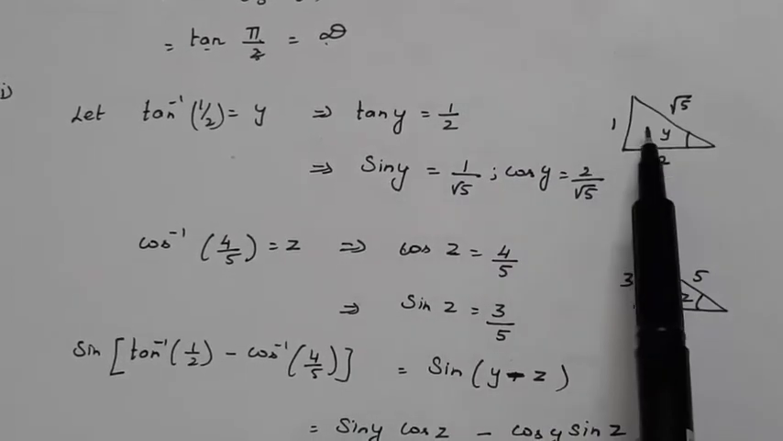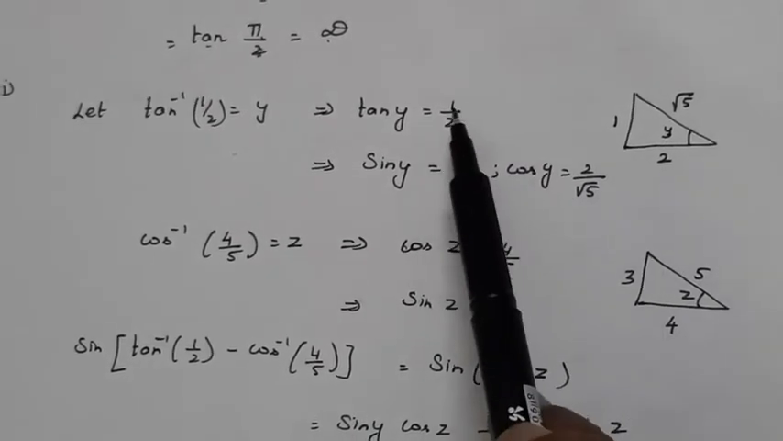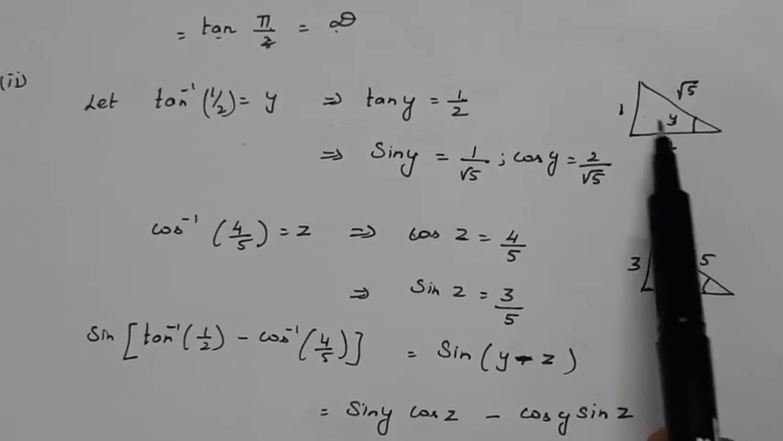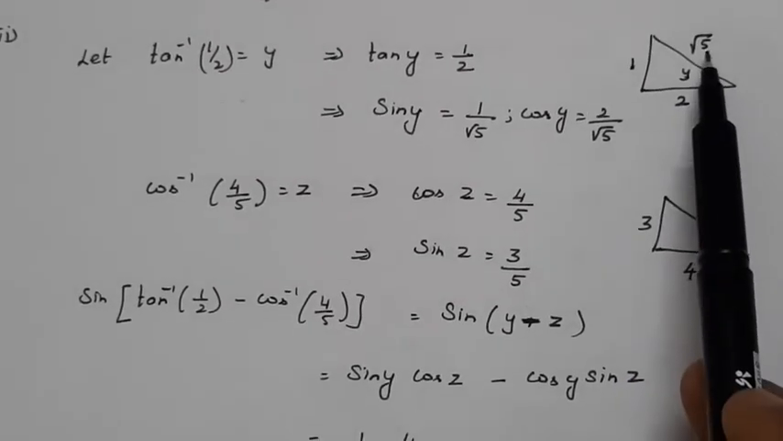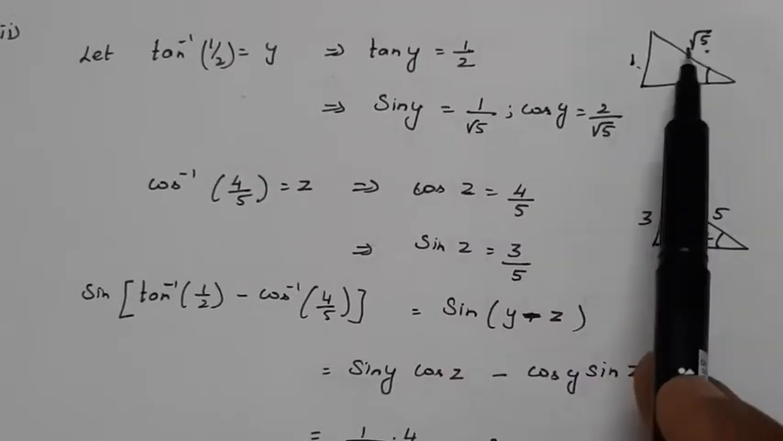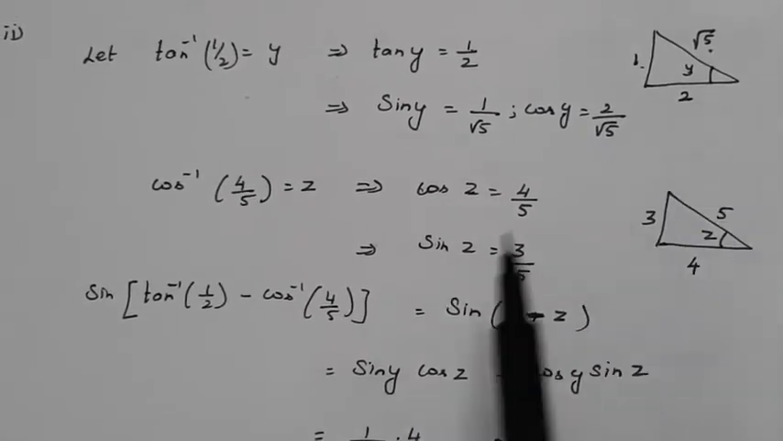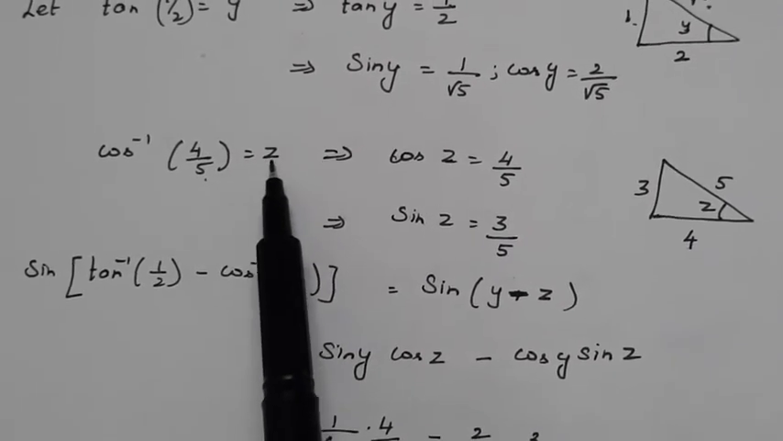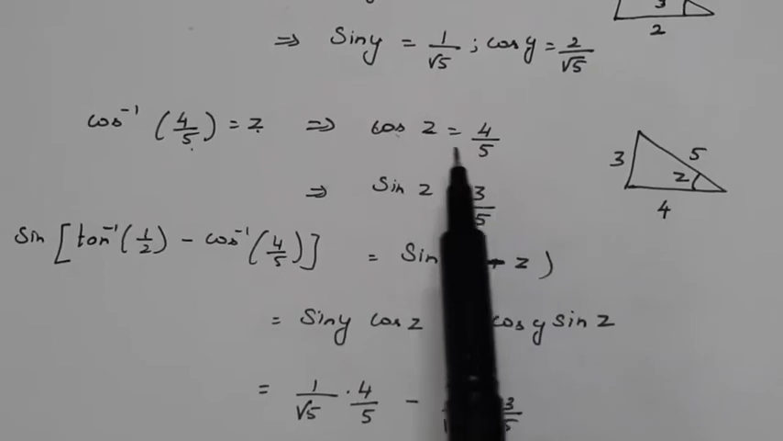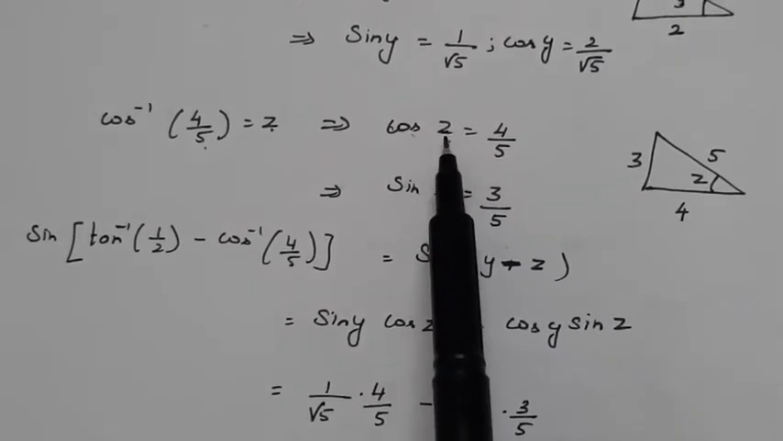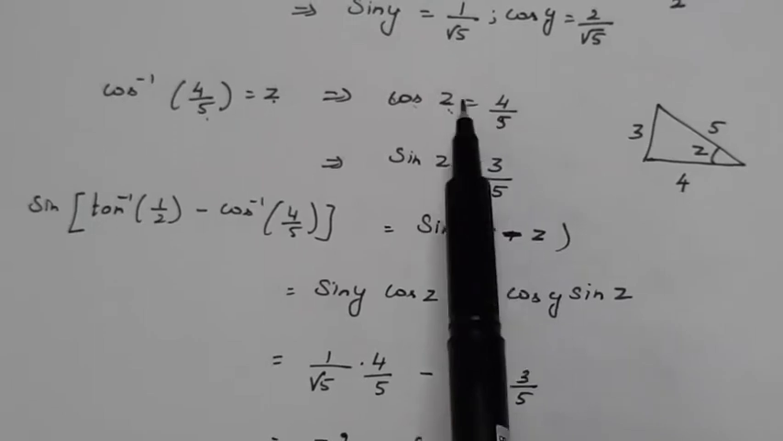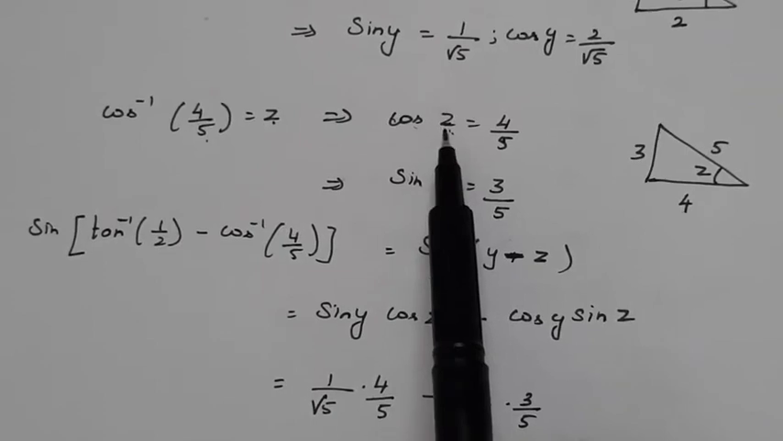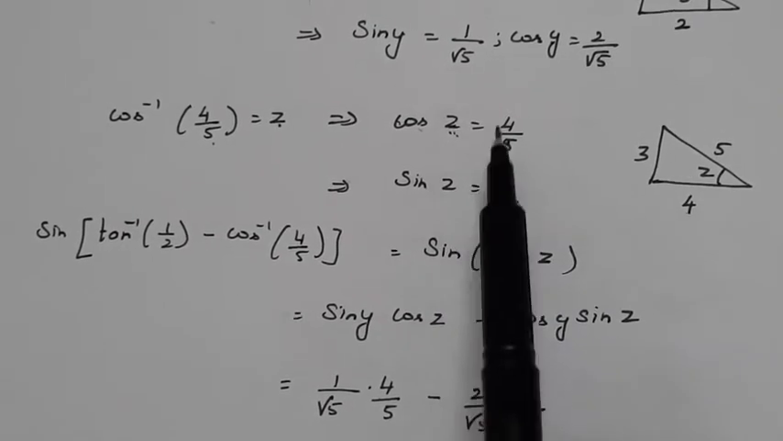So tan y is 1 by 2 means that if the angle is y, the opposite side is 1 and the adjacent side is 2. And hence the hypotenuse will be square root of 1 squared plus 2 squared, that is root 5. And hence what is sin y? Sin y is equal to 1 by root 5 and cos y is equal to 2 by root 5. Okay. And then the second part inside the bracket is cos inverse of 4 by 5. So take it to be some z. Cos z is equal to 4 by 5. Cos z equal to 4 by 5 doesn't represent a known, specific angle, because for the specific angles the cos value will not be equal to 4 by 5.